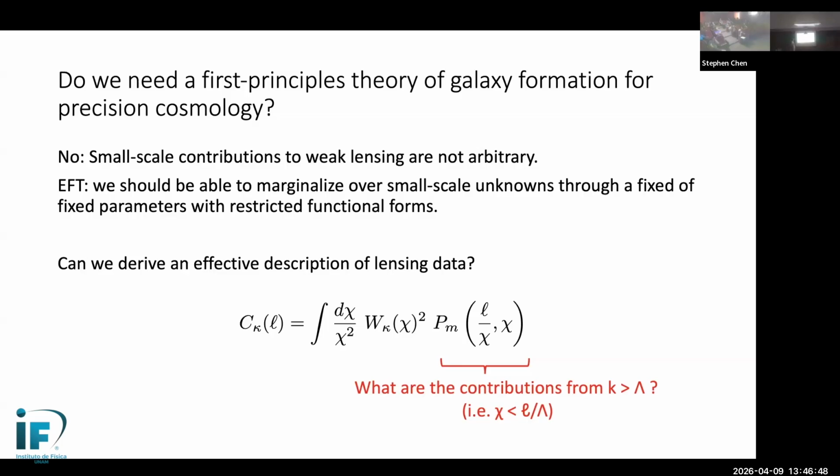The lesson of the EFT is that if we have a physically well-posed parameter, we should be able to understand the sensitivity of this physical observable to the small scales. So now I want to see if we can understand what this description should be. Remember, I want to look at this integral in the limit that the distance chi goes to 0, that is, the momenta goes to infinity. In particular, I want to understand the contributions to the integral when k, which is L over chi, goes beyond the physical scale lambda.